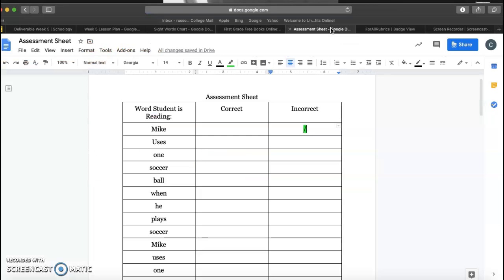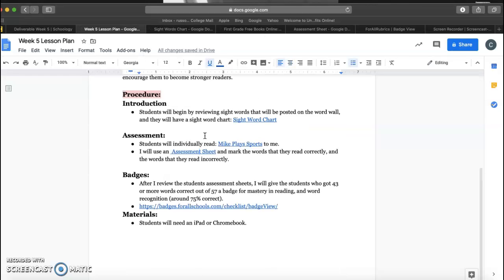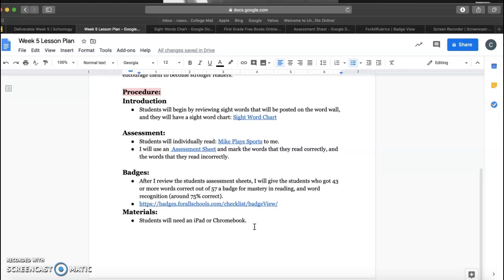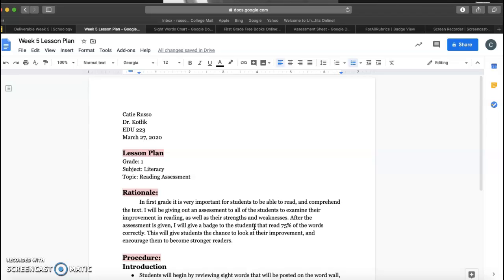So now they know that they have a badge for mastery in reading and word recognition. So that is the end of my lesson plan, and I hope you really enjoyed it.